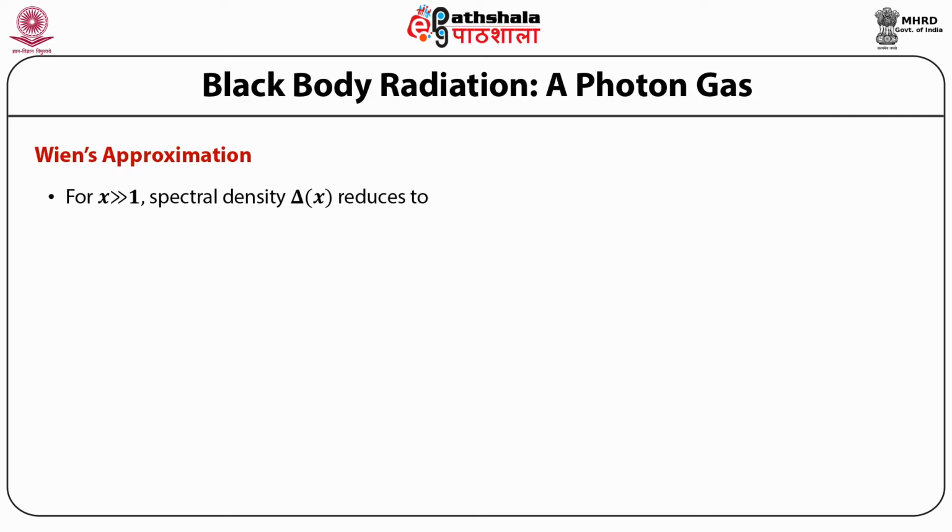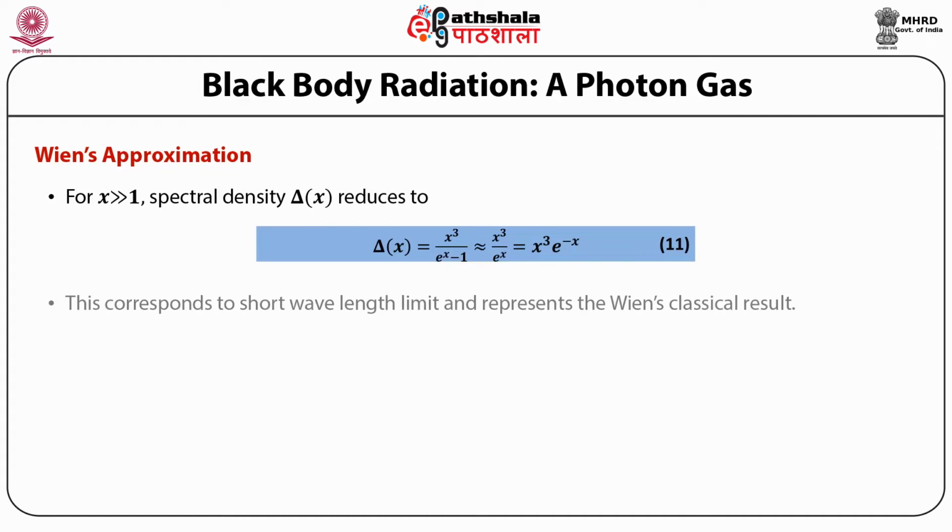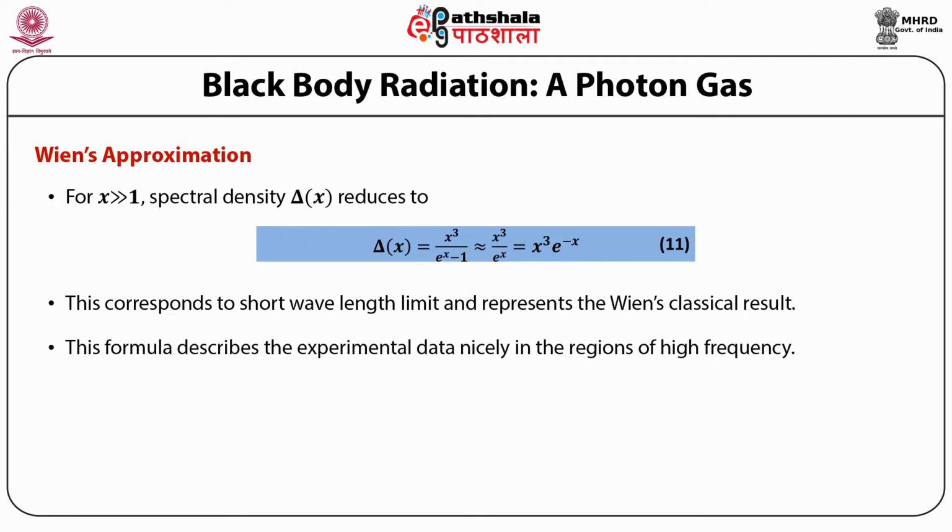Now let us look at Wien's approximation. For x very much greater than 1, the spectral density delta(x) is x cube upon e raised to power x minus 1, approximately equal to x raised to power 3 divided by e raised to power x, which is x raised to power 3 into e raised to power minus x. This corresponds to the short wavelength limit and represents Wien's classical result. This formula describes the experimental data nicely in the regions of high frequency.